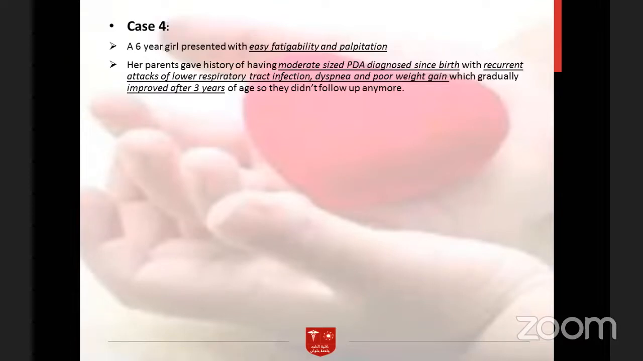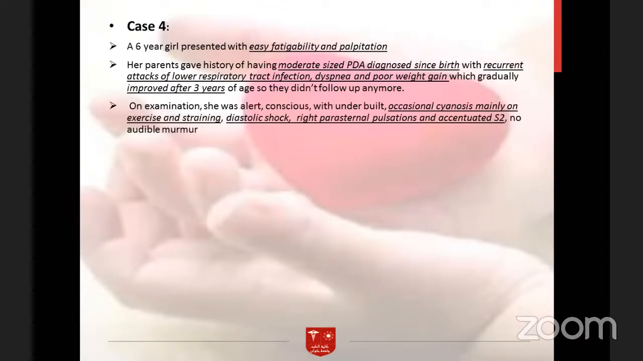So they didn't follow up anymore, having evidence that her symptoms improved at the age of 3 years. On examination, she was alert, conscious, underbuilt, with occasional cyanosis, mainly on exercise and straining. She had a palpable second heart sound, right parasternal pulsations, and an accentuated pulmonary component of the second heart sound with no audible murmur. Her chest X-ray showed a dilated pulmonary artery and pulmonary oligemia.